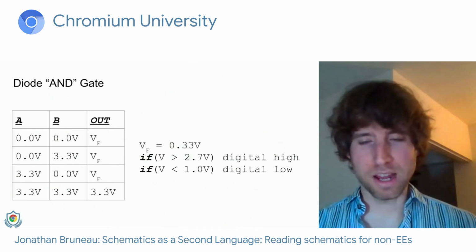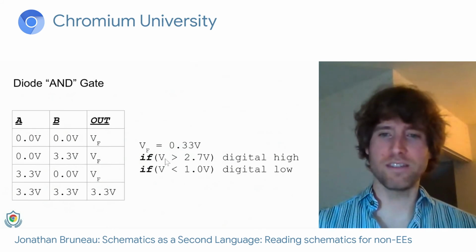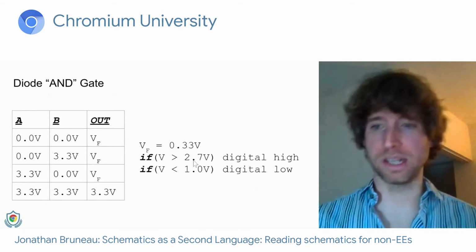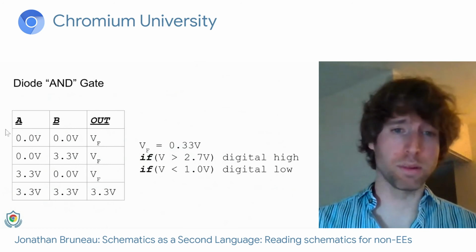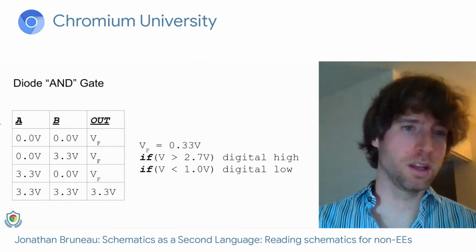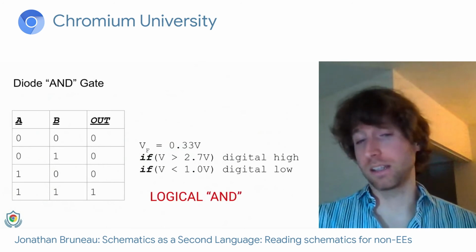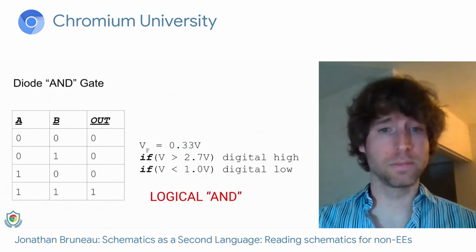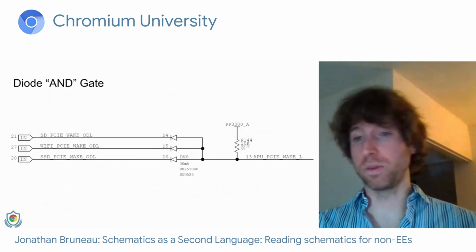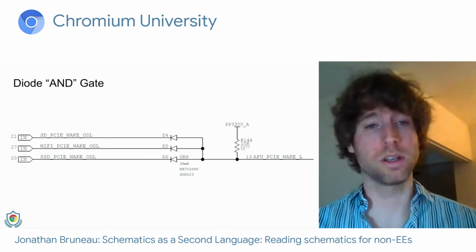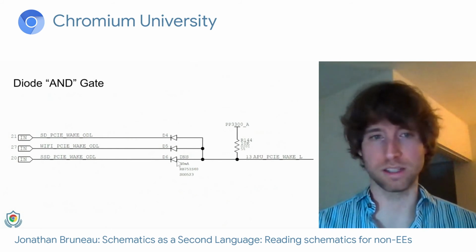Now, I'm not known to really write code, but if you were to write code here to say that if the voltage was greater than 2.7, we'd call it a 1. And if it was below 1, we'd call it 0. And you apply this to this table, you would get this logic table, which, as it turns out, is an AND gate. So this is the logical AND of A and B. And we use this all the time in Chromebooks. So this is an example of a 3-input AND gate, and one of the inputs is not stuffed.